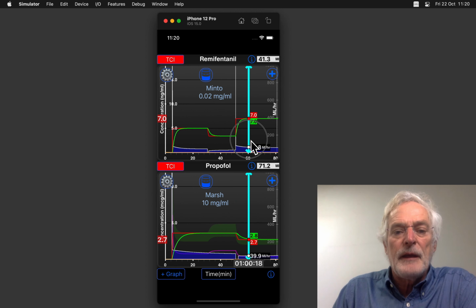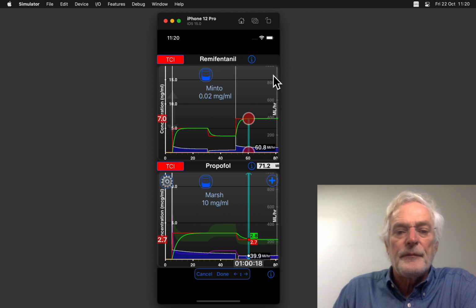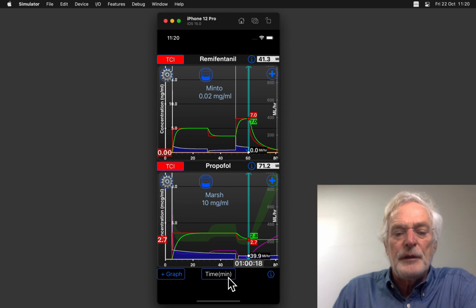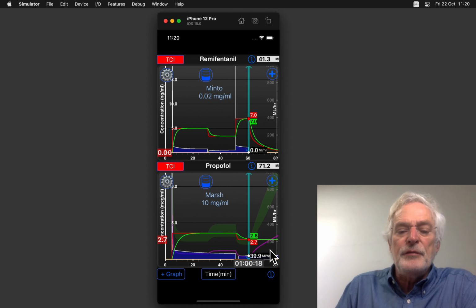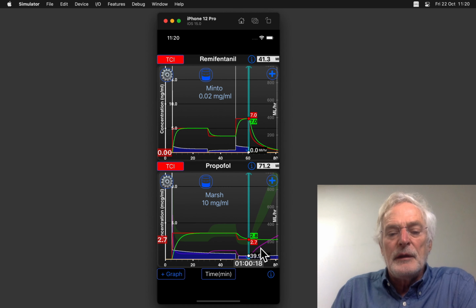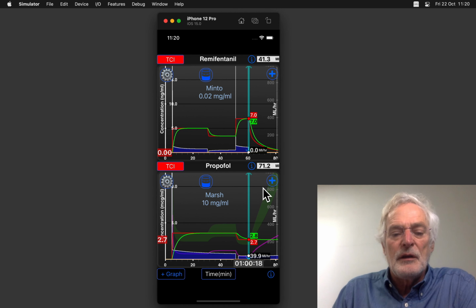remifentanil, then you can see that this predicts a fast wake up, and even if I would leave my propofol running at the same time, there's a chance that the patient may wake up after a certain period because of the decrease in the concentration of the remifentanil. So I switched the propofol also, and you can see that after a few minutes the patient will wake up.